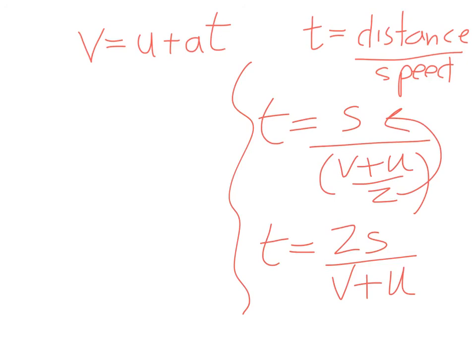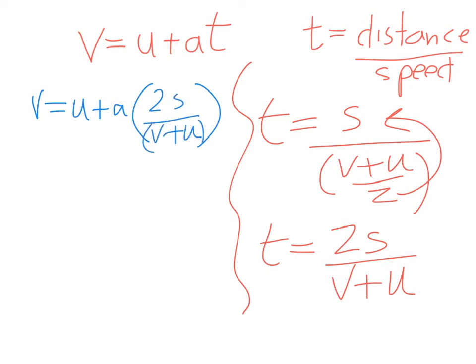I'm going to change colour to try and make it easier. So now we have v equals u plus a times 2s over v plus u. Now, and here's where the clever part comes, at least it's clever to me, I move the u over to the other side. I then take this v plus u and it goes from the bottom on this side to the top on the other side. And that equals 2as.